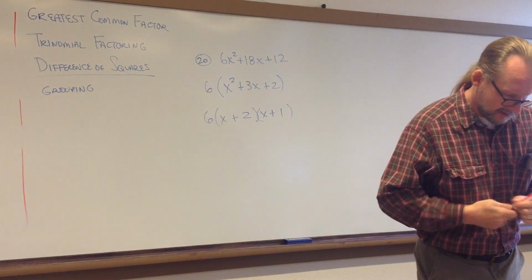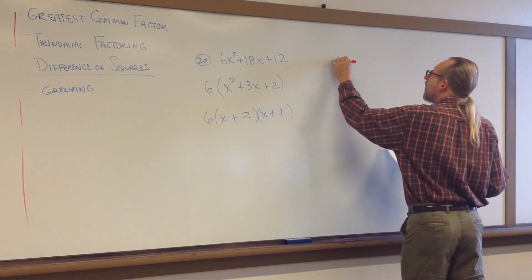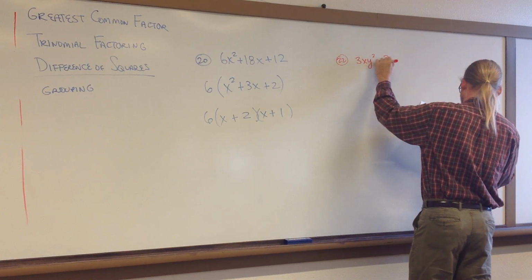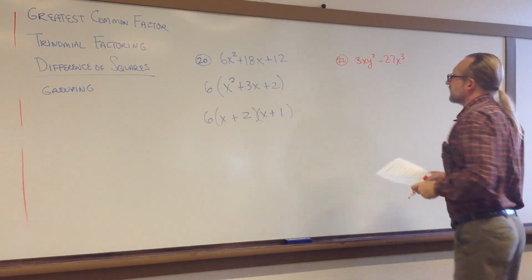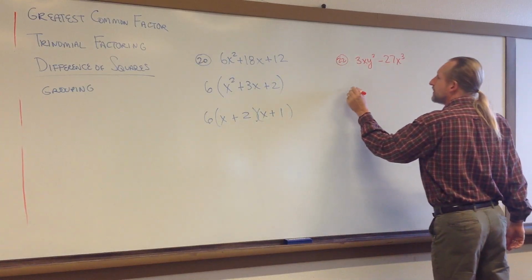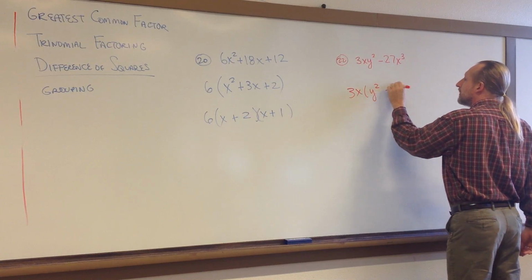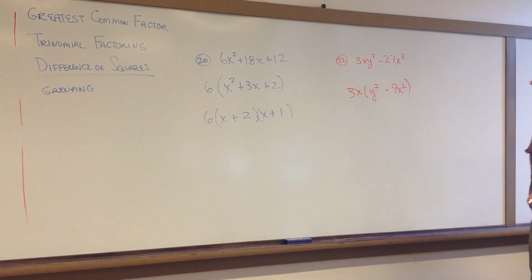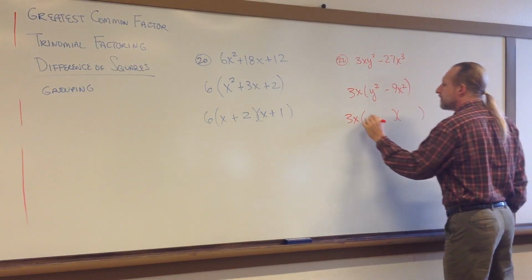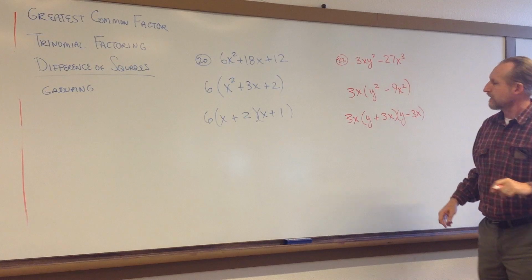All right. Let's see here. Problem 22. We've got a 3xy squared minus 27x to the third. Okay, so it looks like we've got a common factor of 3 here, as well as an x. And then that'll leave us with y squared minus 9x squared. So this is a difference of squares inside here. And we can split this up, y plus 3x times y minus 3x.